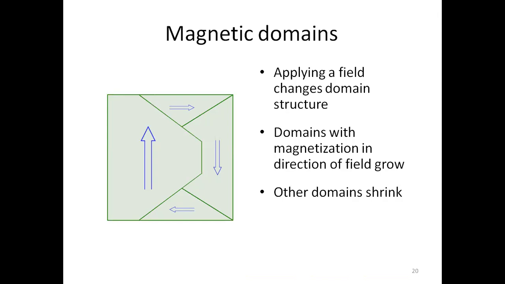So the magnetic domains, when you apply the field, the domain structure will be changing. The domains with the magnetization direction of the field grow. Here, as I increase the magnetizing field, what is the meaning of magnetizing field? As I increase the external magnetic field, this area is also growing, and the other small regions are trying to shrink, right?